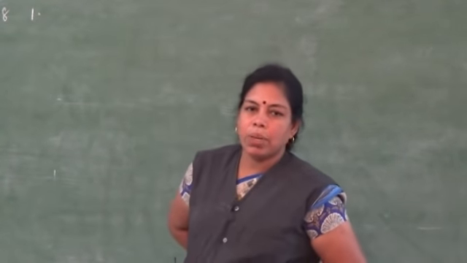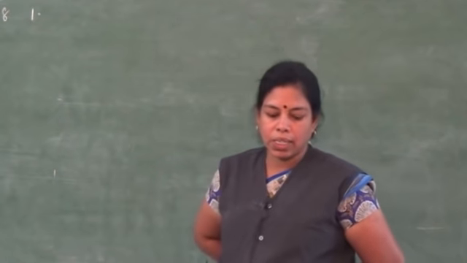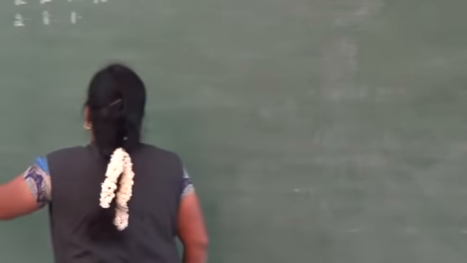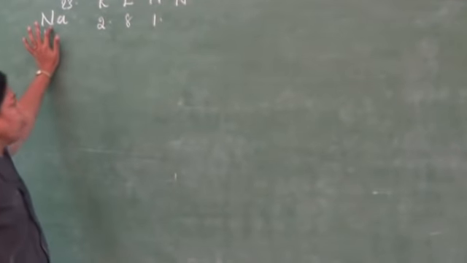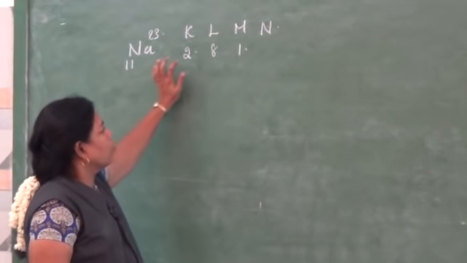Let us continue the same lesson. Last session we had seen about the electronic configuration of atom, and I have discussed about the electronic configuration of sodium. Sodium contains 11 electrons, so its electronic configuration is 2, 8, 1.